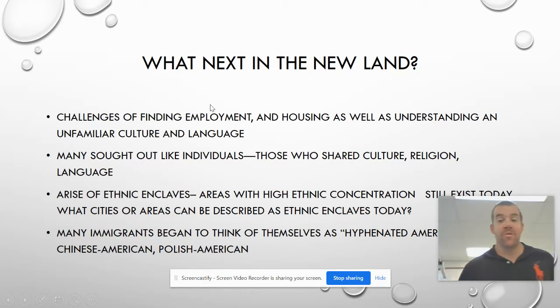So once you come to a new land, what do you have to do? Well, now this is important: this idea of nativism, meaning that only people who are born in America are truly Americans. That's the idea behind nativism. So if you go to a different country, what are the things you have to do in that new country?